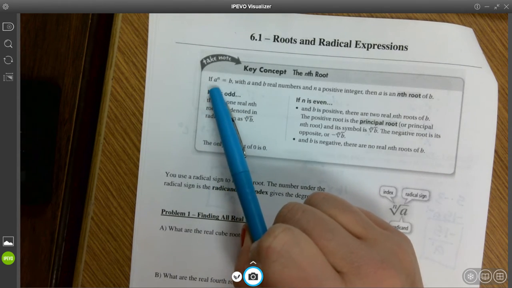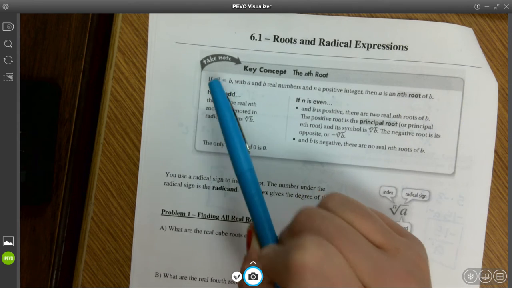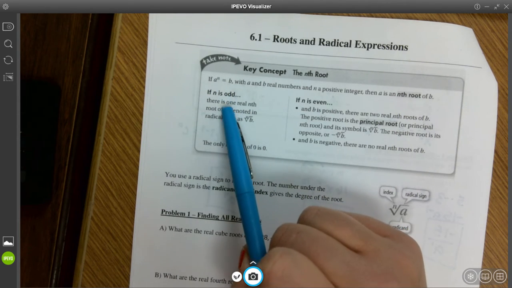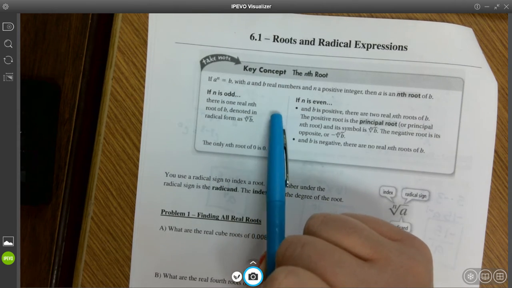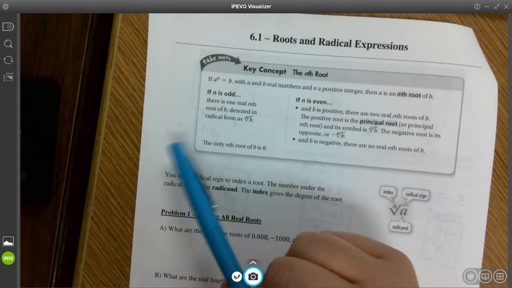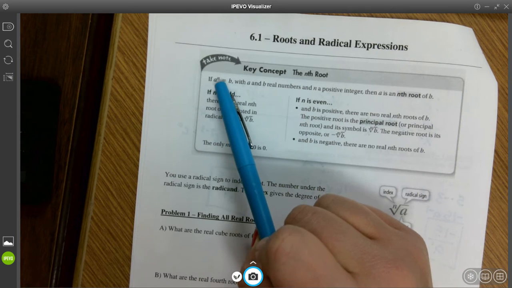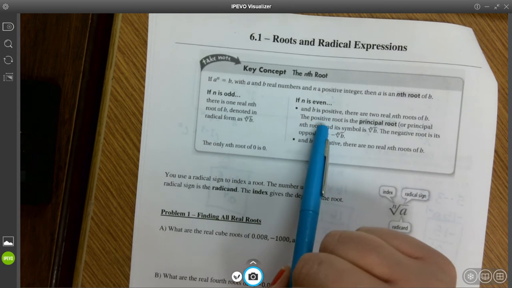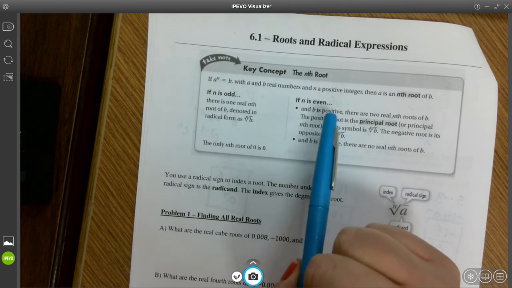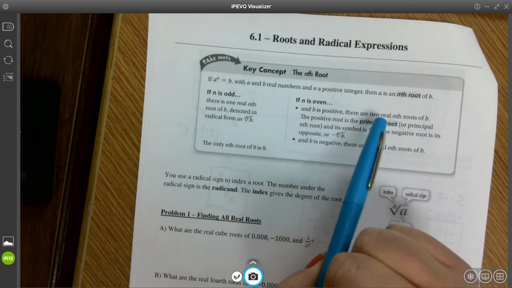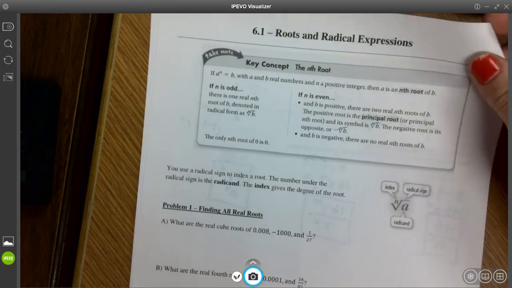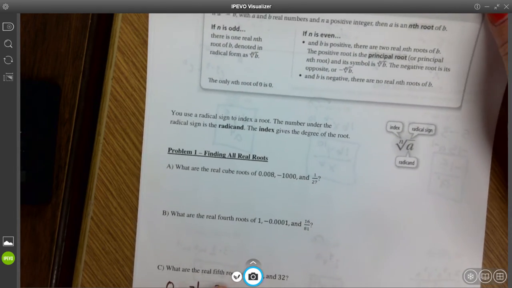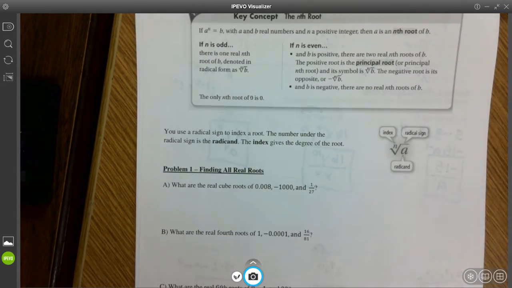So if we have a variable raised to a power, and that power is odd, there's only one real solution. We're talking about real solutions. We know that we did get into imaginary, but for right now, we're dealing with real solutions. So if our exponent is odd, there's only one real solution. If it's even, remember that's why we have our plus or minus. 2 squared is 4, negative 2 squared is 4. That's where we're starting off here. We want to talk about the real solutions.